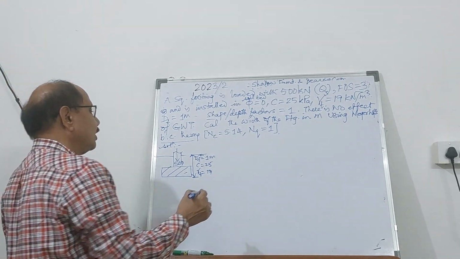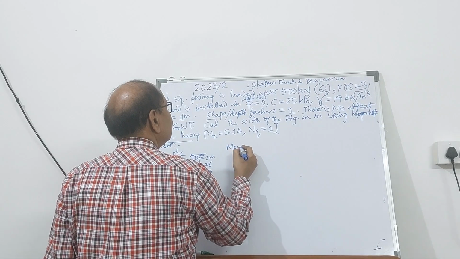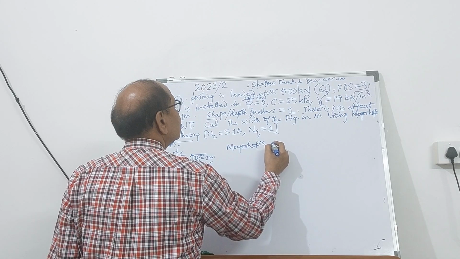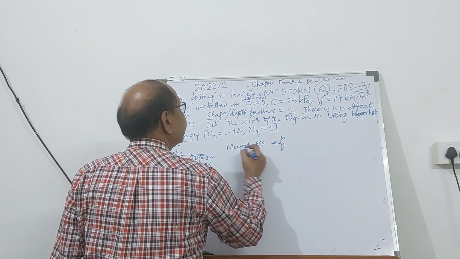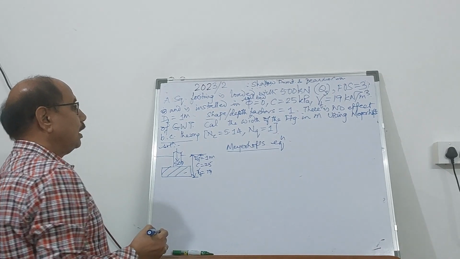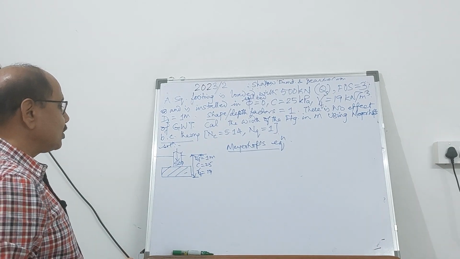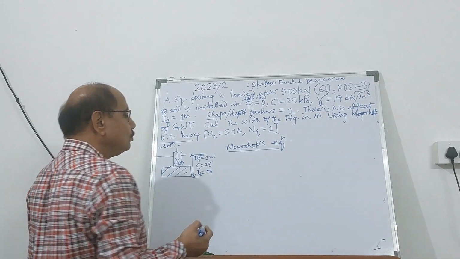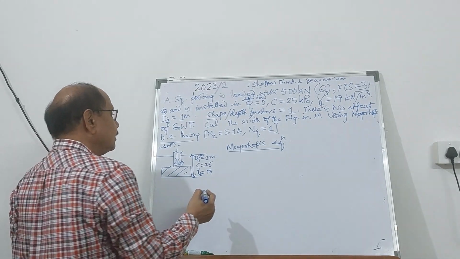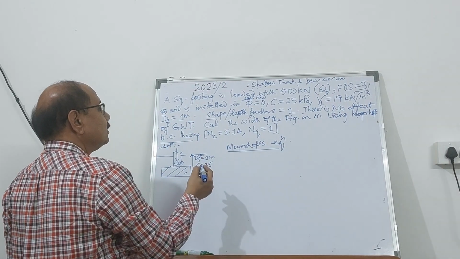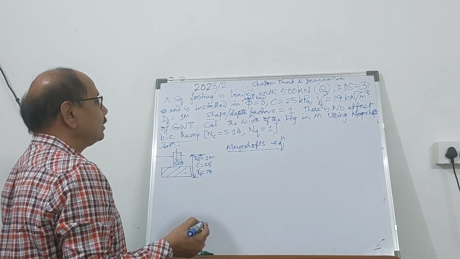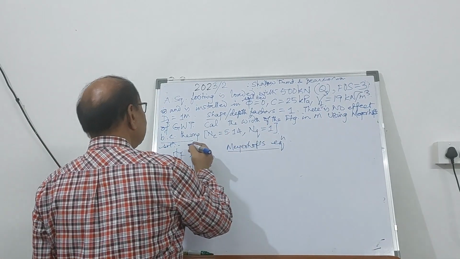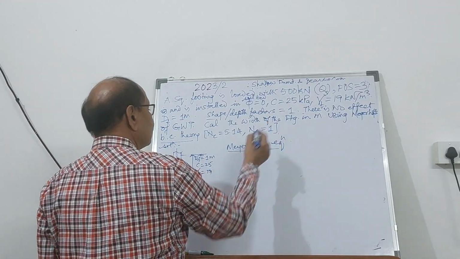So using Meyerhof's bearing capacity equation for cohesive soil, you already know how to calculate it, and it is given that the width of the footing in meter, you will have to calculate it.